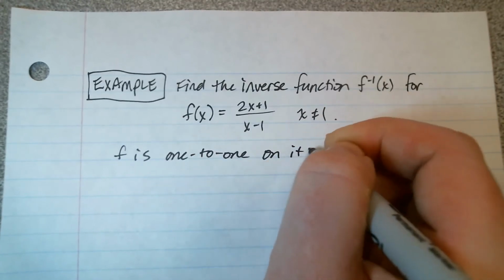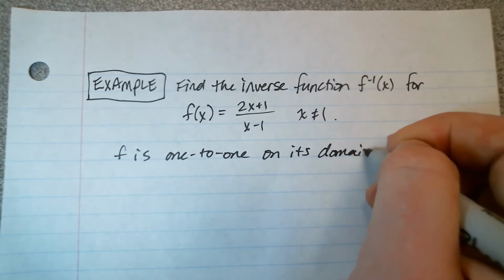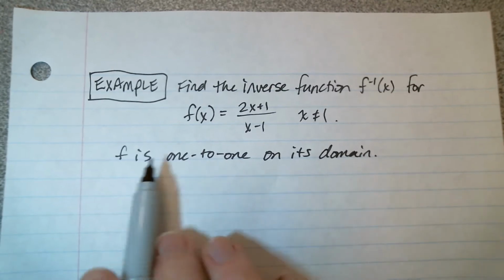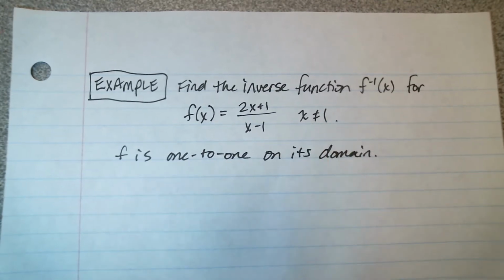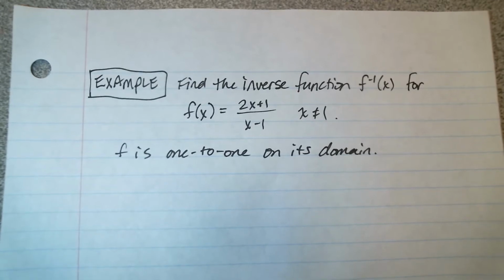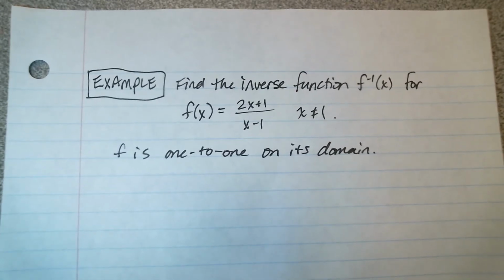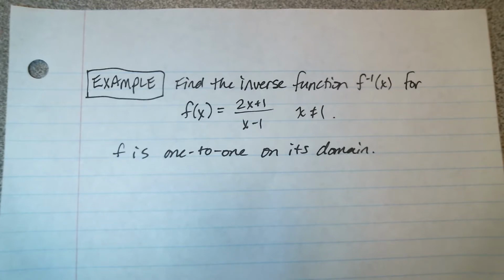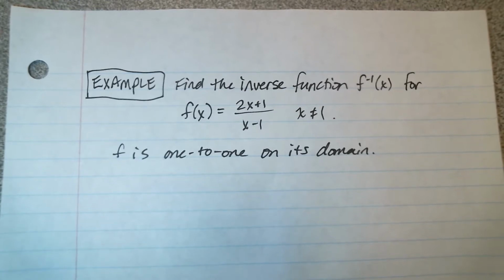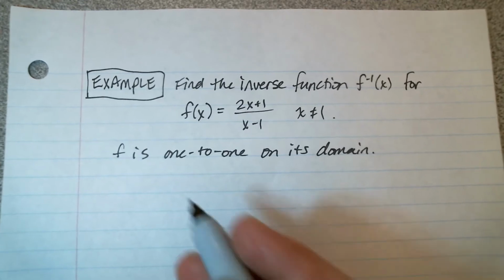on its domain. And its domain is all real numbers, excluding 1. So that means my efforts will not be wasted in finding an inverse function. So there is a 4-step process you can follow to find the inverse function when you're given an equation.